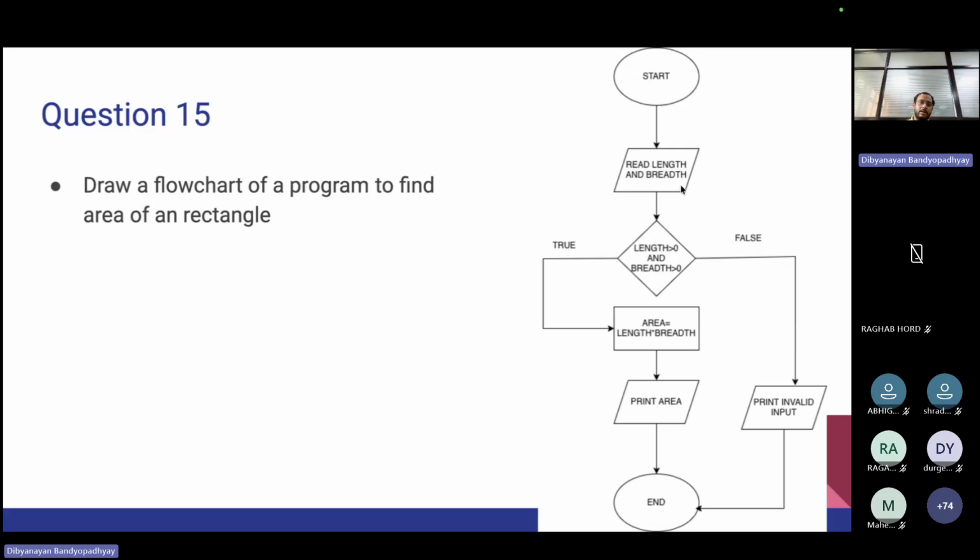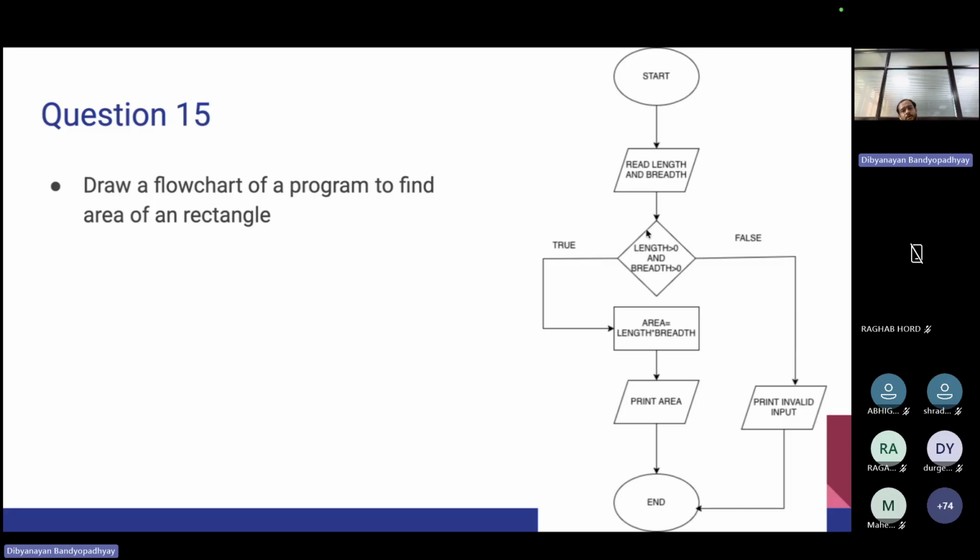After reading the length and breadth, you are checking the value of length and the value of breadth. If the value of length is greater than 0 and the value of breadth is greater than 0, then you proceed. If it is false, you do not proceed. If the length is greater than 0 and the breadth is greater than 0, then you can calculate the area. If they are less than or equal to 0, there is no point in calculating the area because it is not even a rectangle.